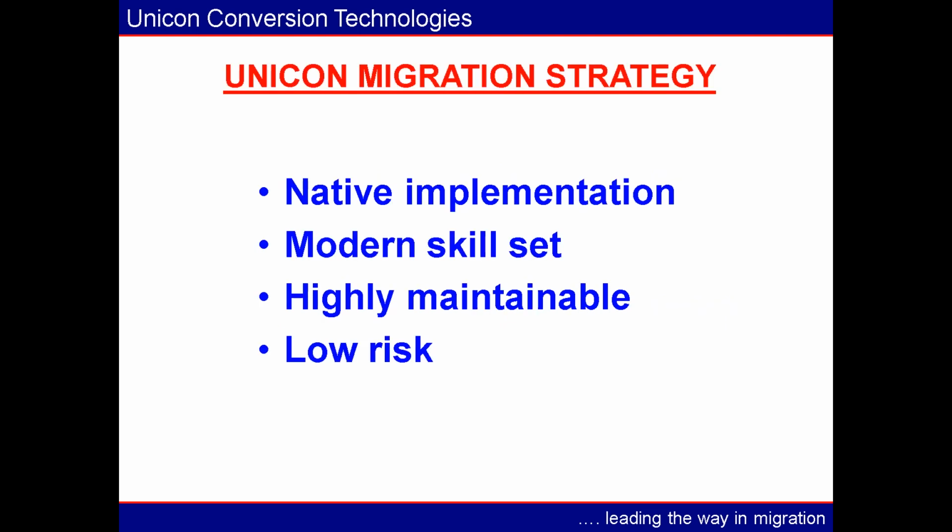The key elements to a Unicon platform migration project are: the migrated system must be a native implementation on the new platform. It must only require modern skill sets to enhance or maintain. It must be highly maintainable. It must be a low-risk project.